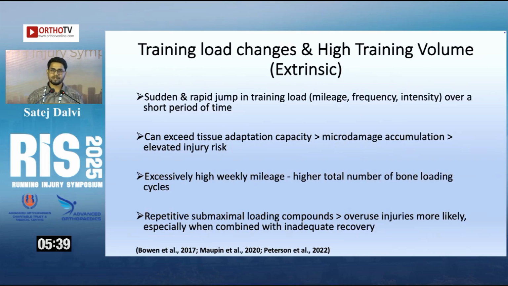Rapid changes in training loads. If there's a sudden and rapid jump in the training mileage, frequency, or intensity over a short period of time, it essentially doesn't allow tissues to adapt, and there are higher chances of a break in tissue resilience and elevated injury risk. Having an excessively high weekly mileage, somewhere in the range of 60 to 65 kilometers a week according to evidence, essentially puts you at risk.